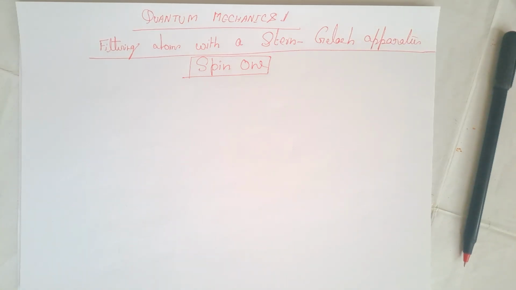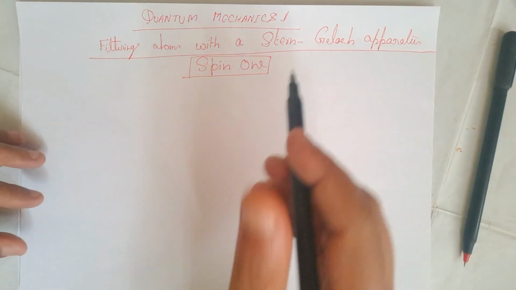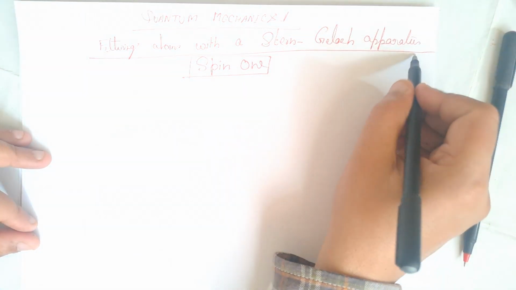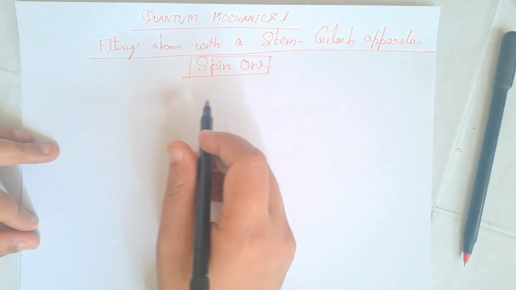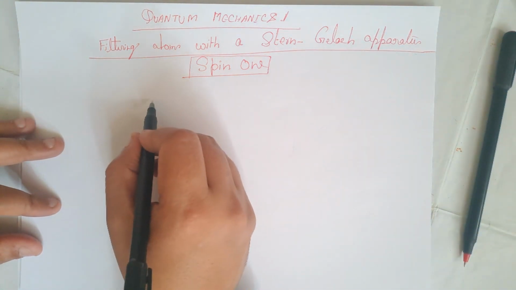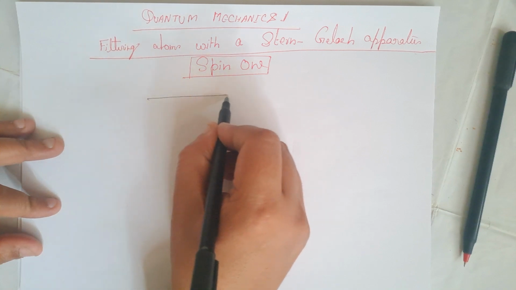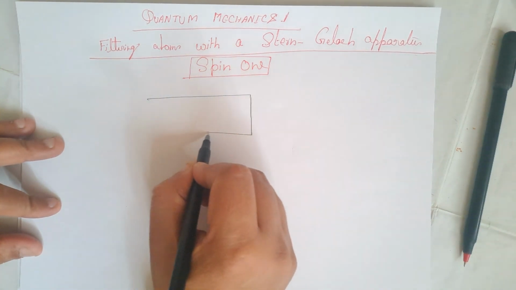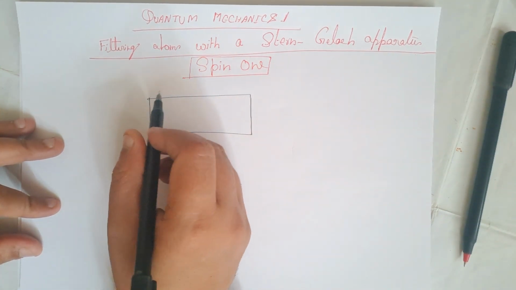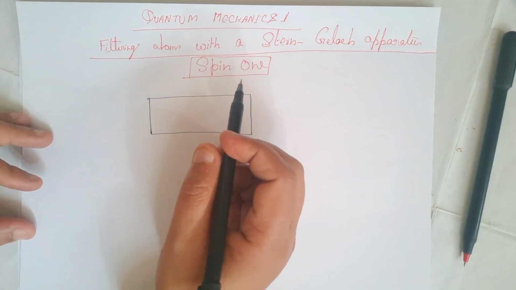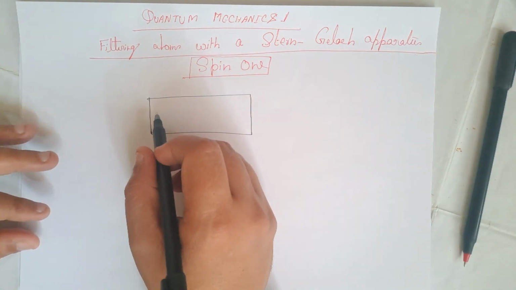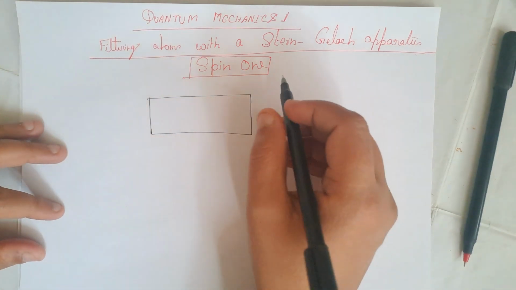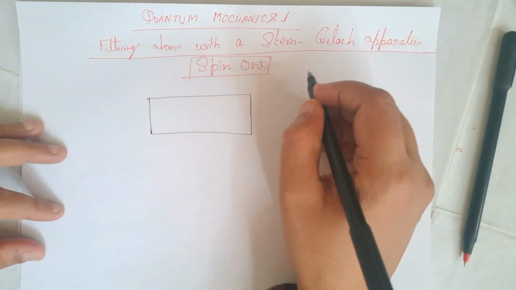Today we are going to analyze the spin 1 atoms with the help of Stern-Gerlach apparatus. Stern-Gerlach apparatus can produce inhomogeneous magnetic field, and this magnetic field can split a beam of certain spin particles into a number of definite spin.